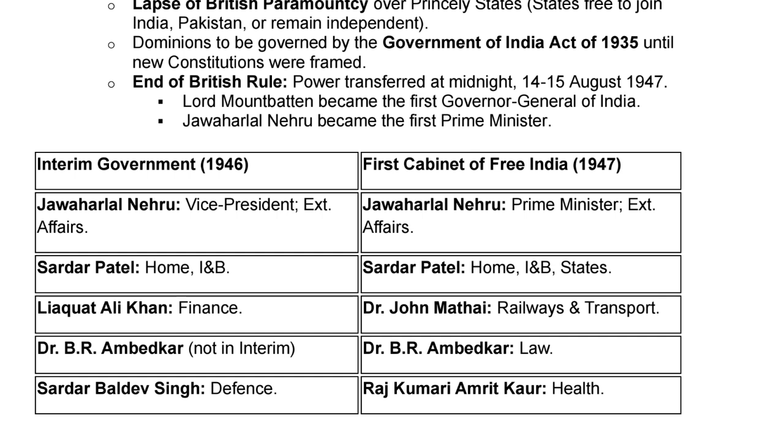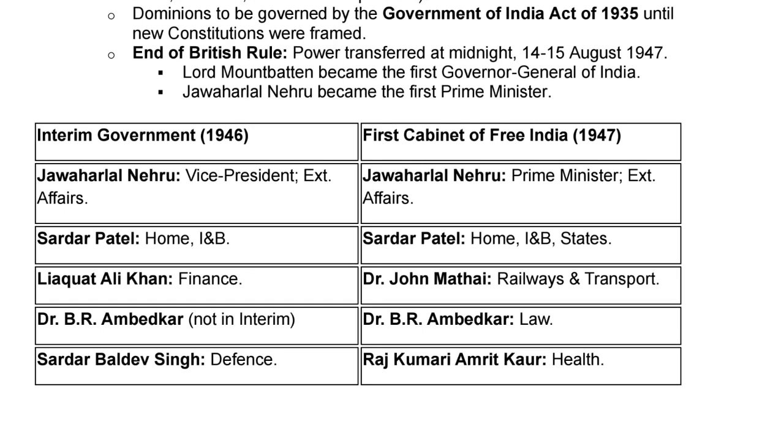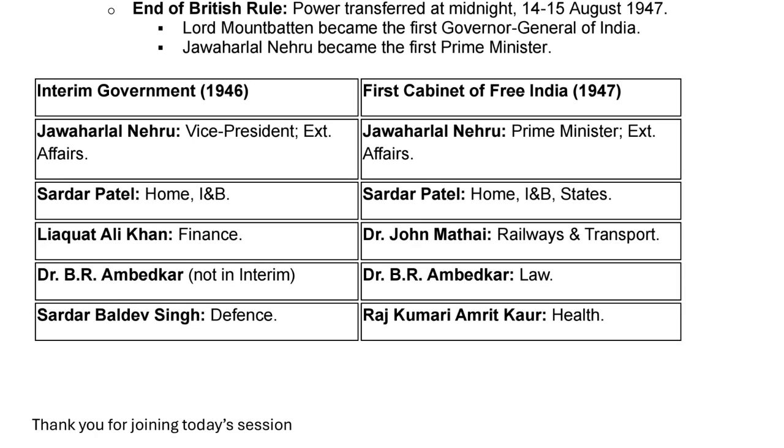End of British rule, power transferred at midnight, 14 to 15 August 1947. Lord Mountbatten became the first Governor-General of India. Jawaharlal Nehru became the first Prime Minister.